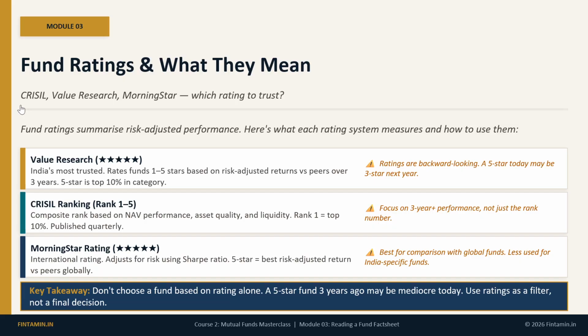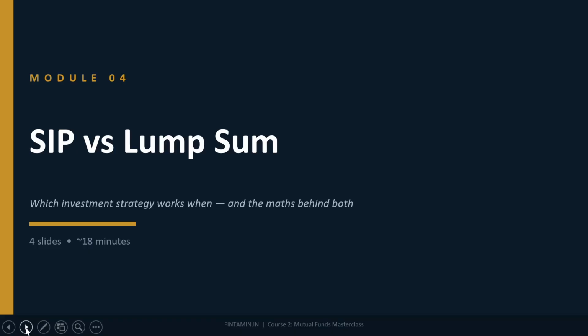Now that you know how to evaluate a fund, let us talk about how to invest. Module number 4 is SIP versus lump sum, the two main ways to invest in mutual funds. Each has its place. Let me show you when to use which.